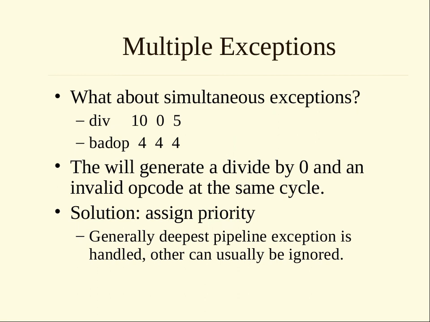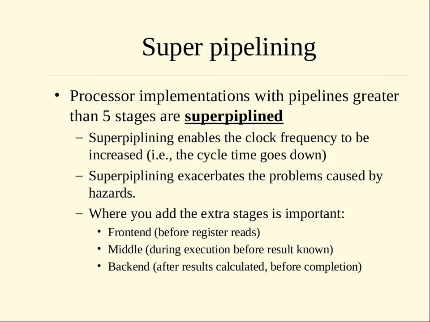What about simultaneous exceptions? Ooh, this is a good one. What if you divide by 0 the same time you execute a bad operation? You assign a priority to an exception. Everything breaks. So basically, your computer explodes.